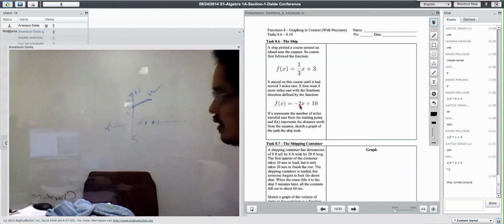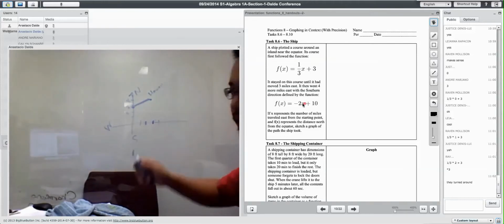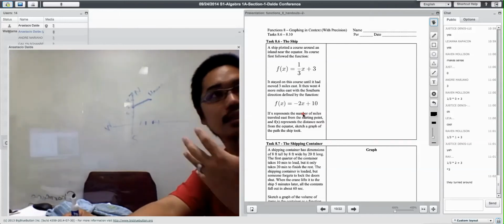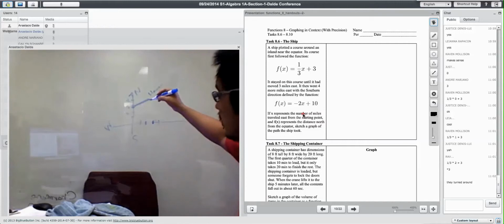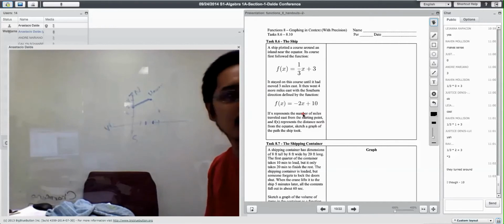So if I plug in 4 into there, oh yeah, okay, that works. You have -2 times 4, which is -8, plus 10, which is 2. So it goes down to 2. So this is the graph that they have for the last bit of their trip. Are we cool?